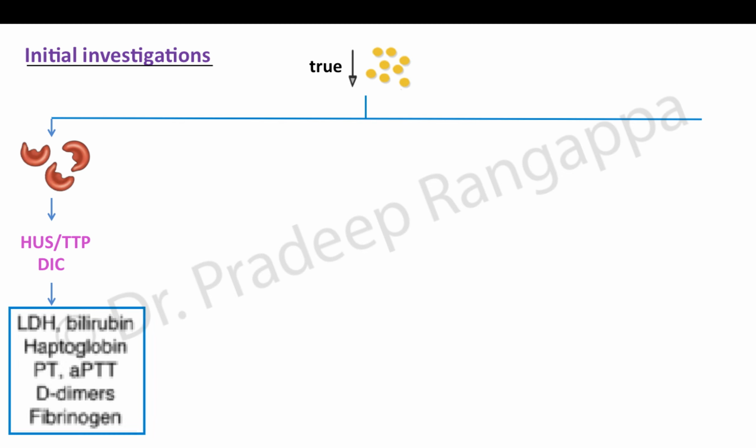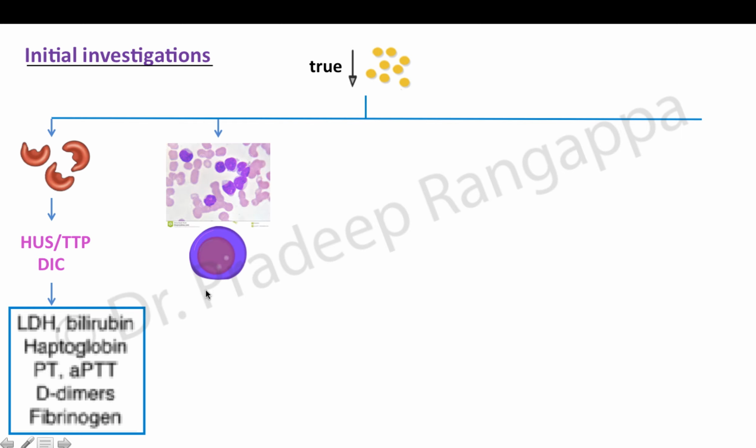The investigations then would be LDH, bilirubin, haptoglobin, and you would do PT, APTT, D-dimers and fibrinogen. If you see this, it is bad news. If you see blast cells or nucleated RBCs, then you know it is probably some sort of leukemia or blood dyscrasia. Then you would think of bone marrow disorders, and the investigation of choice would be bone marrow aspirate.